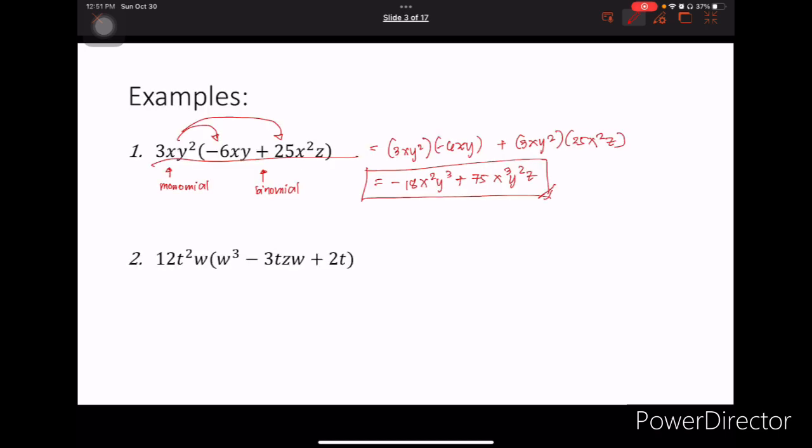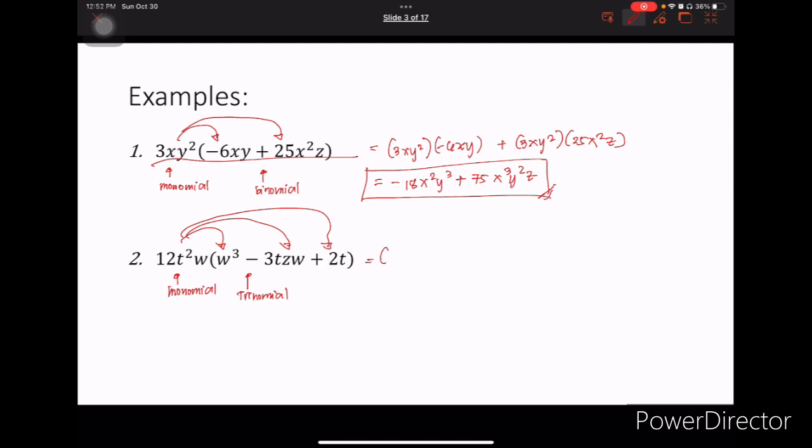Now you have another one, which is 12t squared w times the quantity of w cubed minus 3tzw plus 2t. As you can see again, you have a monomial here, and one of the factors is a trinomial. So again, you simply distribute the monomial to each term inside the parentheses.